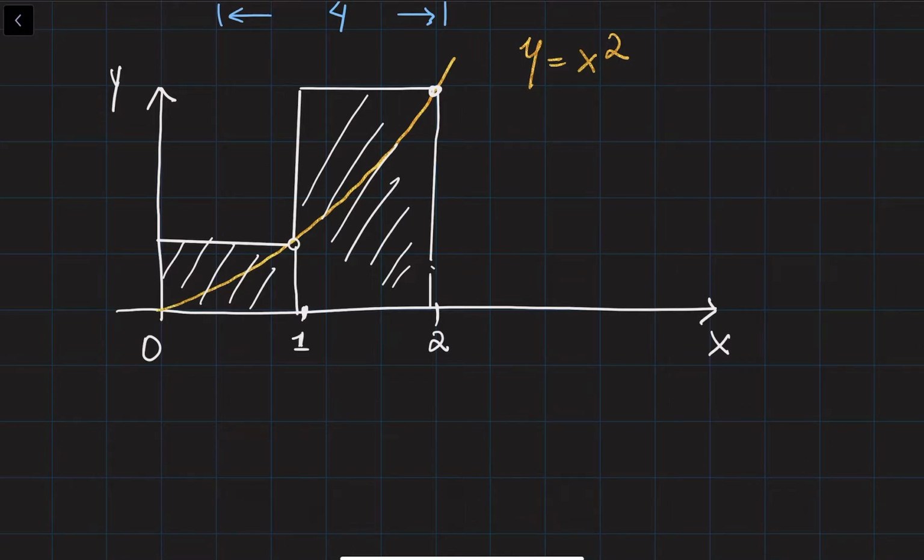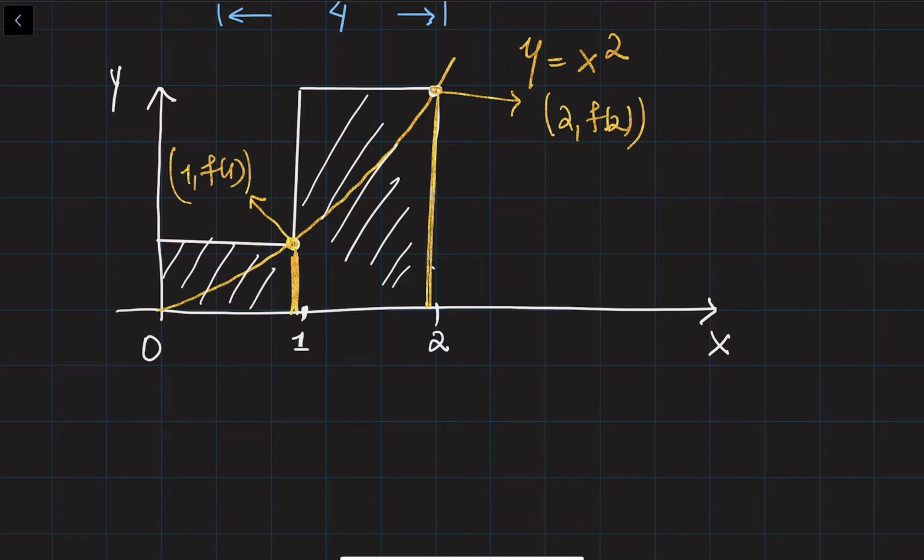In order to figure out the areas of the rectangles, we need to use both the equation of the curve and the points on the x-axis. Here, the coordinates of this point are 1 and f of 1, and the coordinates of this point are 2 and f of 2. The reason we need f of 1 and f of 2 is that f of 1 gives the height of the first rectangle, and f of 2 gives the height of the second rectangle. The width in both cases is equal to 1.